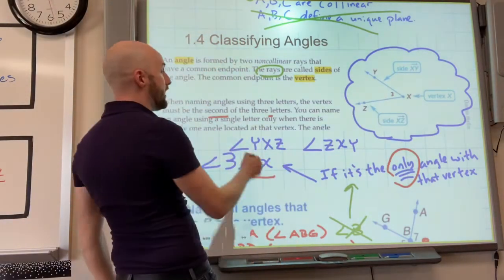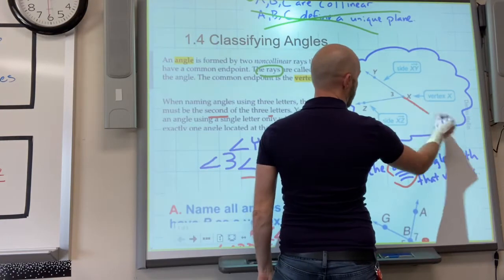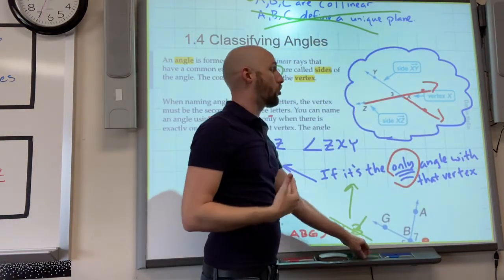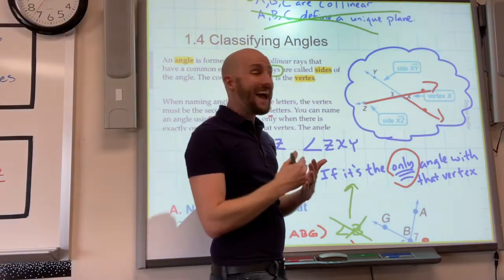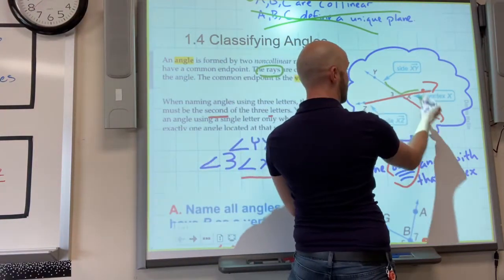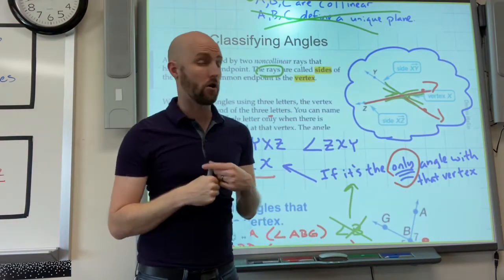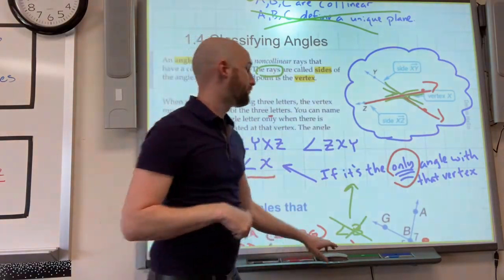So what I mean by that is if this had gone and maybe these crisscross and there were other letters over here, I can no longer call that angle X because I might be talking about this one, this one, this one, or that one. There are now 4 different angles I could be talking about, so that's a no-no.